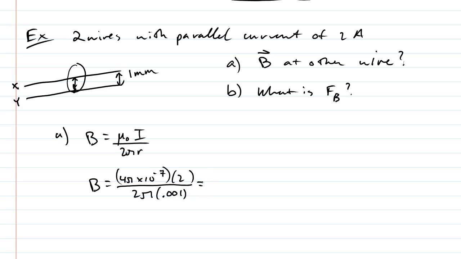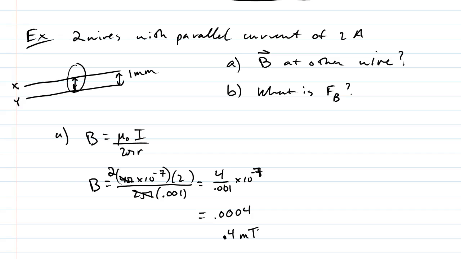Now if you crunch those numbers, this is actually kind of nice, because the 4 pi and the 2 pi, 4 pi divided by 2 pi, is just 2. It's going to be 4 over 0.001 times 10 to the negative 7th. So working that out, I'm getting 0.0004, or you could say 0.4 milliteslas.